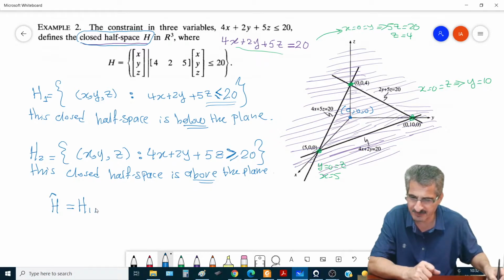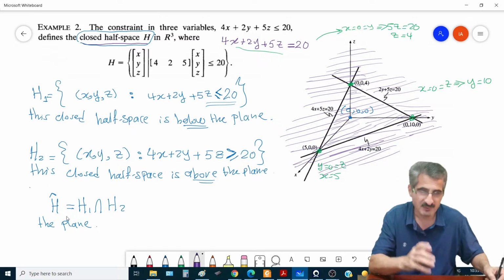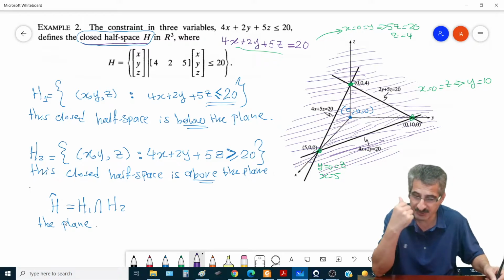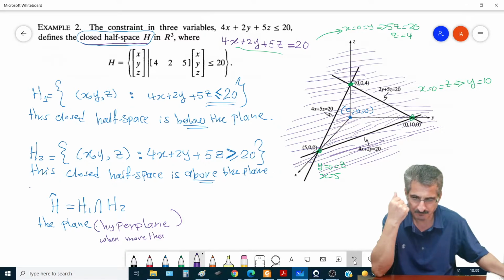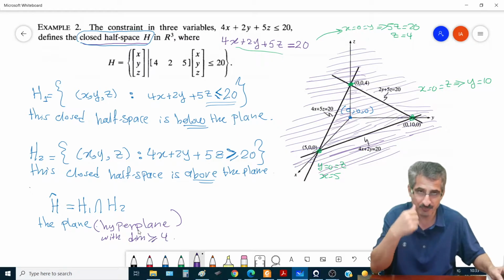H hat is the intersection of H1 and H2, which is the plane. Okay, and we will actually call it the boundary. We give it this color, so it is the plane here, but if we talk in general, we will call it a hyperplane. What do I mean in general? I mean hyperplane when the dimension is greater than or equal to 4, we call it hyperplane.